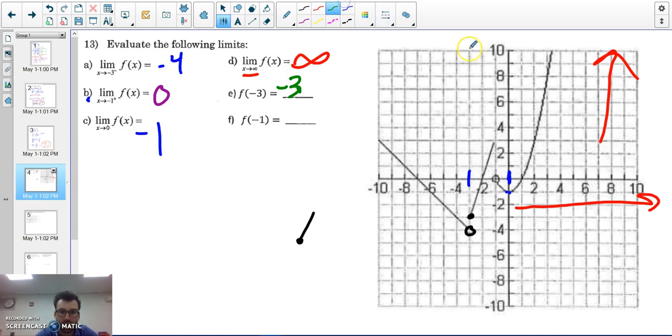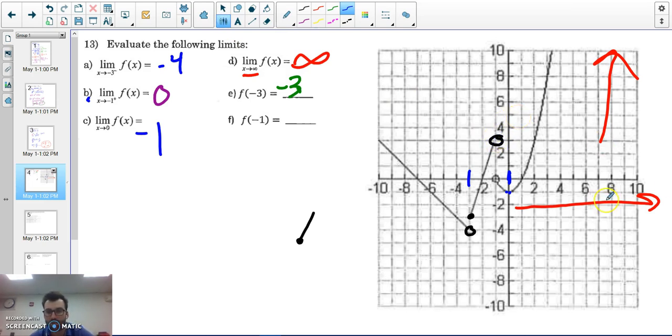At -1, now there's supposed to be a hole here. What the heck happened there? There was supposed to be a hole here. I'm not sure if that appears that way on your review packets, but our original thought was to make this a hole.